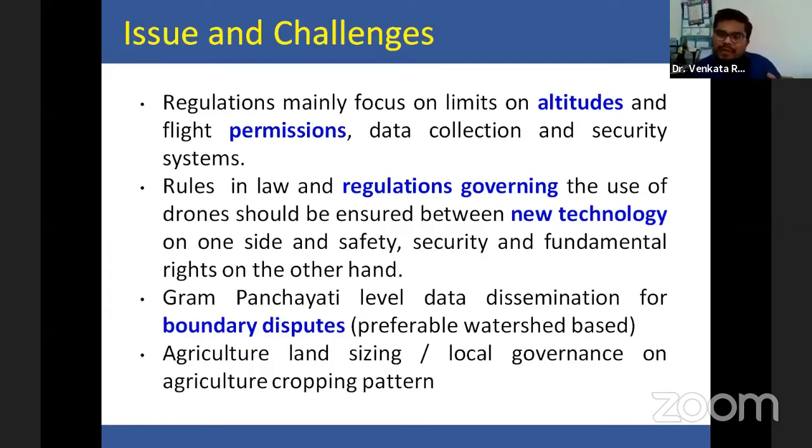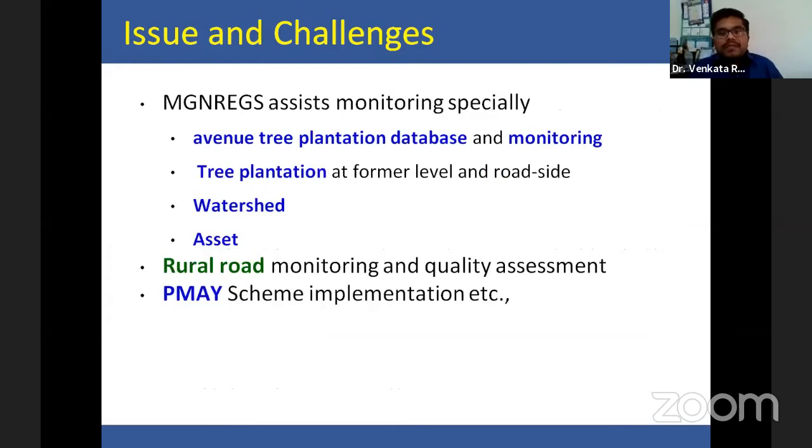One is the Survey of India boundary, and the other is the cadastral map boundaries, the village revenue boundaries. People want a plan that is not only based on these two boundaries, because when they go for natural resources planning, it should be watershed based. Agriculture land sizing and the local government pattern are also very important, because we don't have a homogeneity of crop sizing. We have a very small area with so many crops taking place. That is one of the reasons.